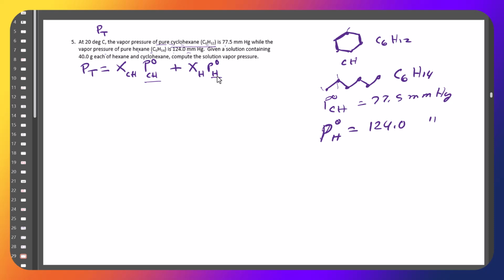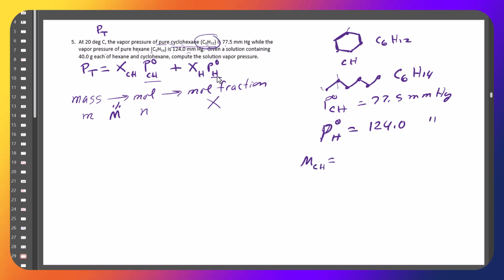So in this particular problem, we have to convert mass to moles. Some of our symbols: we often use lowercase m for mass, N for moles, and capital X for mole fraction. To convert mass to moles, we divide by molar mass, capital M. So let's do that. Let's compute the number of moles of cyclohexane and hexane. To do that, we need the molar mass. So molar mass of cyclohexane.